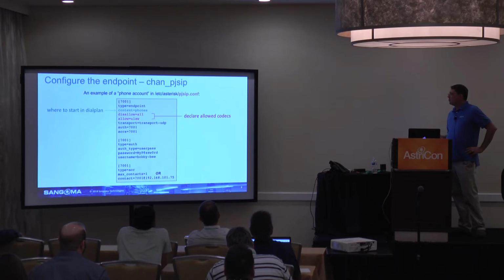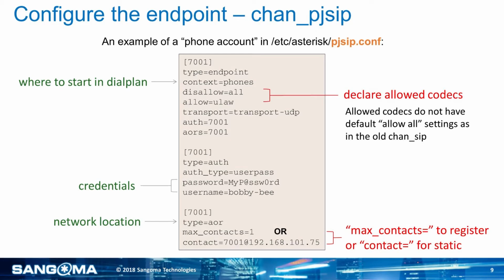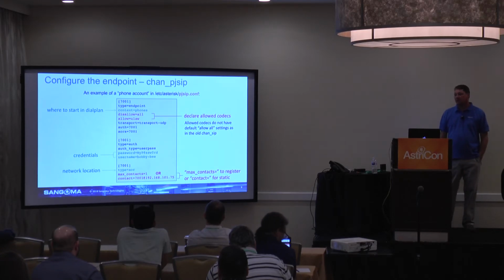Again, this is where we start. We're going to start in context phones. Which codecs to allow? Note here that there's not an allow all like the old chan_sip. The credentials, again, are in the auth section. The network location is in the AOR record. Again, max contacts to register, or contact equal to a static IP address.